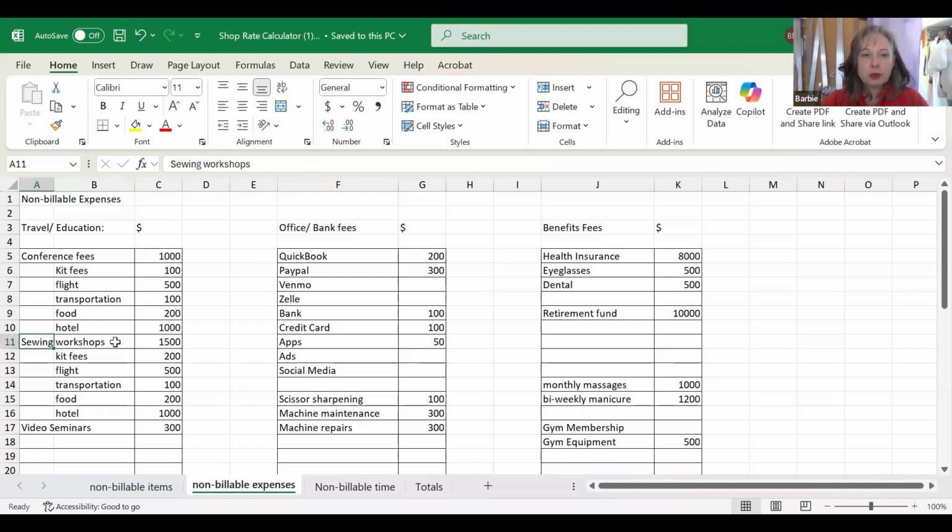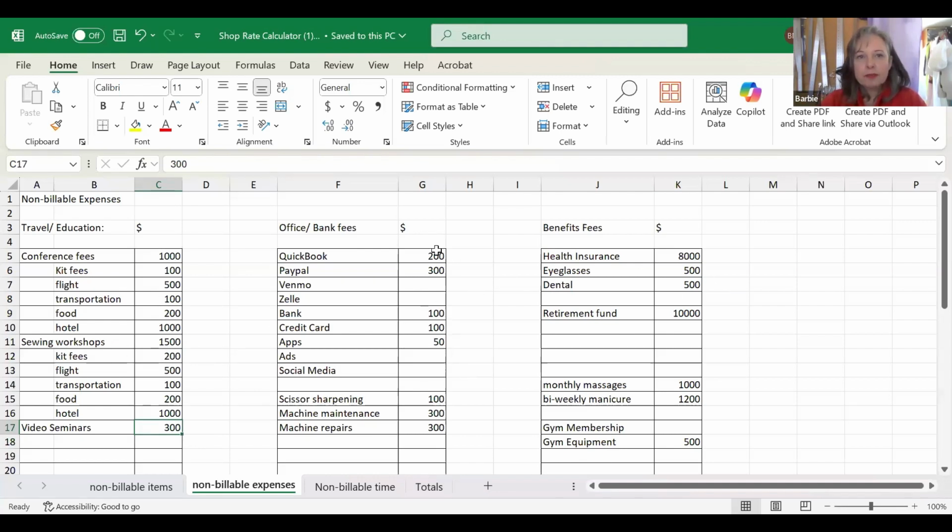Okay. So for these sewing workshops, I just have, again, random numbers. A lot of sewing workshops tend to be in the $1,500 range. You might have kit fees, flight, transportation, food, hotel, all those kind of things. How many video seminars do you buy or purchase or watch? All of that goes into your non-billable expenses. And this one is the category of travel and education. I find that if I have categories, it's easier to think it through instead of, what did you spend money on last year?